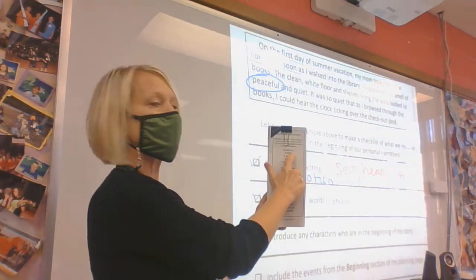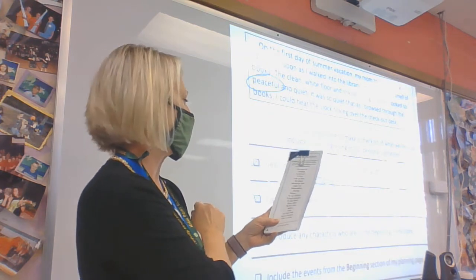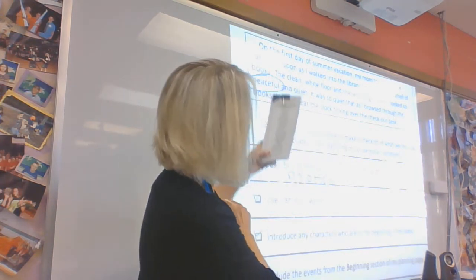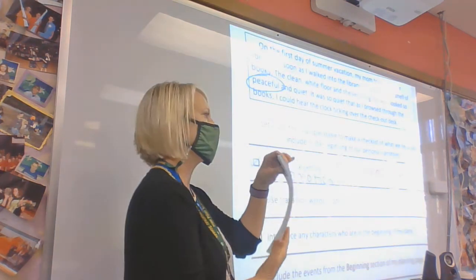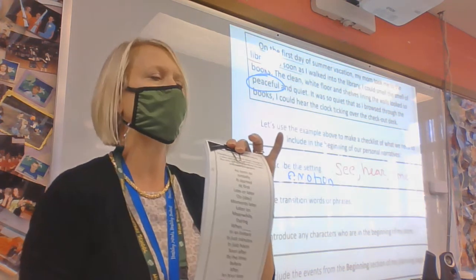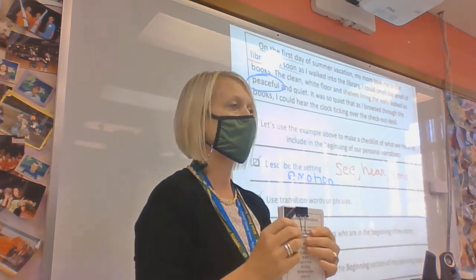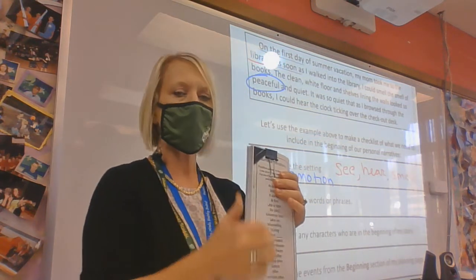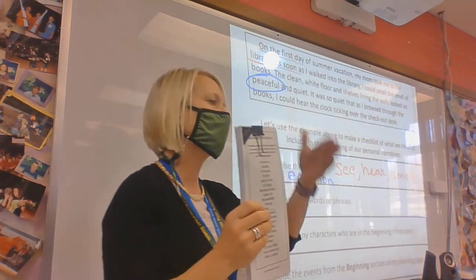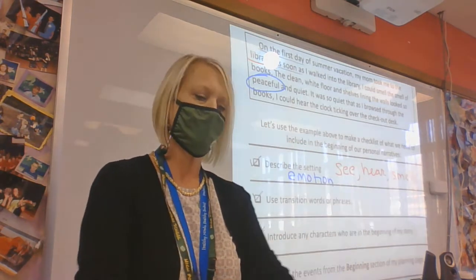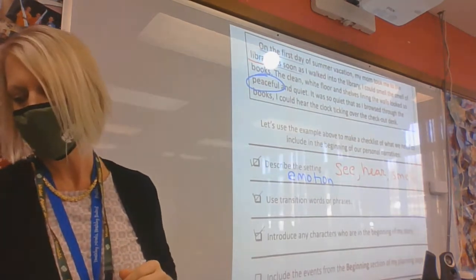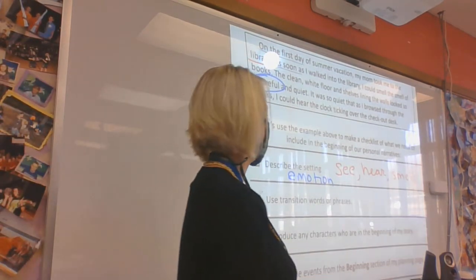She used as soon as. She used on the first day. That one's on here. So I'm going to give these to you, and as you write your beginning and the middle of your story next week, we're going to use these transition words to help move our story along and make it more interesting. They are time words. Now, here is what your assignment is going to be.